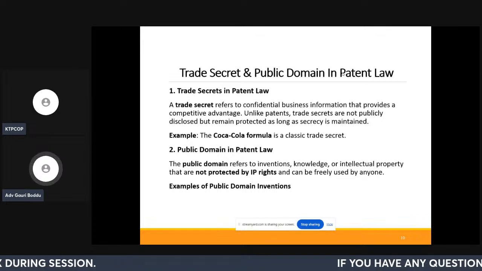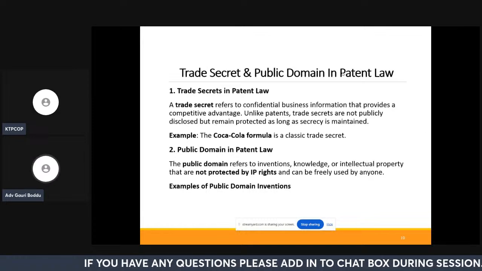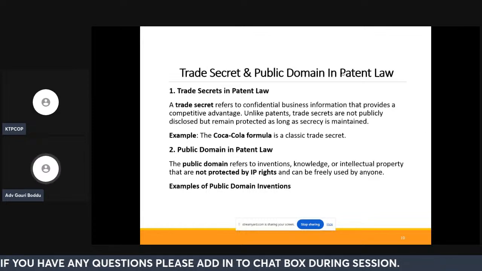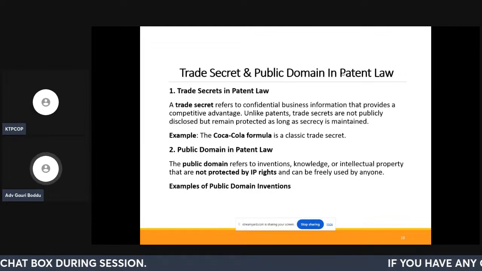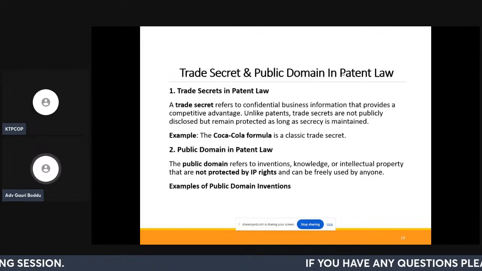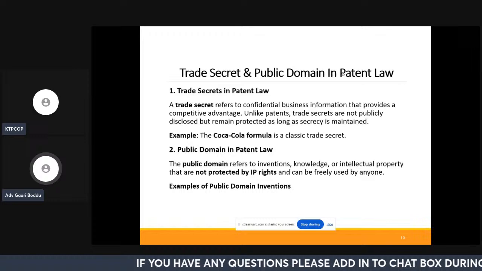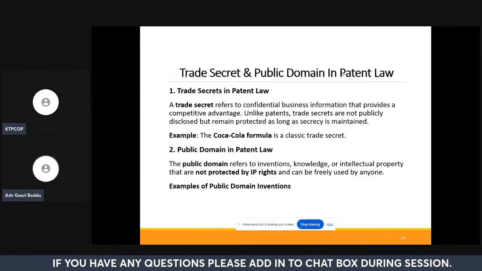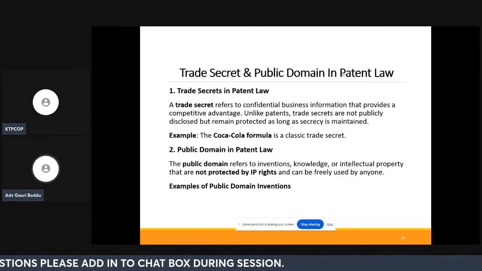Now, public domain in patent law. What is public domain? The public domain refers to inventions, knowledge, or intellectual property that are not protected by IP rights and can be freely used by anyone. But if you want to protect your invention in another country, for that you have to file a patent application in that country, or else it can go into the public domain. If you want to protect your patent, in other countries also you have to file applications.